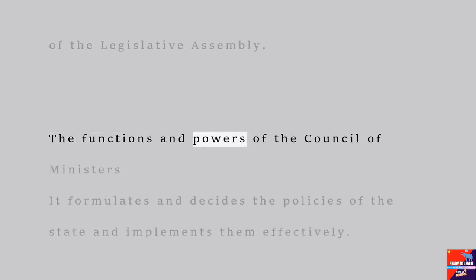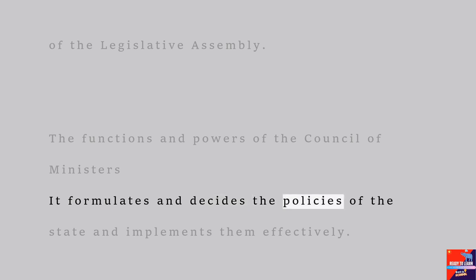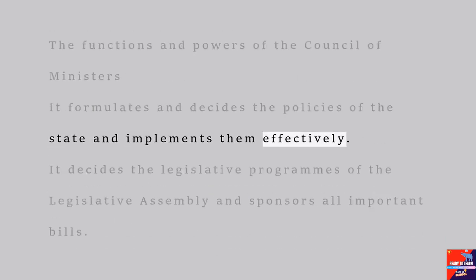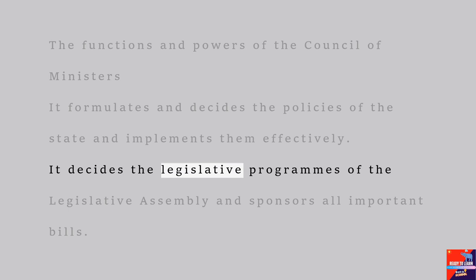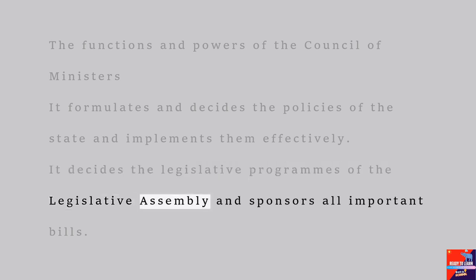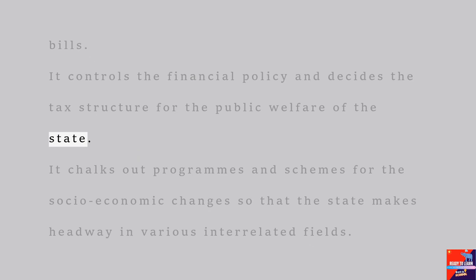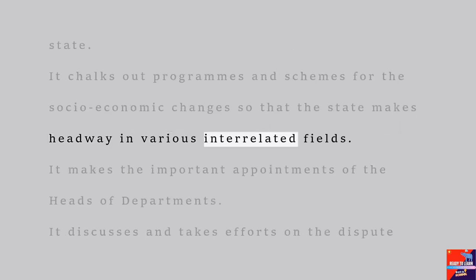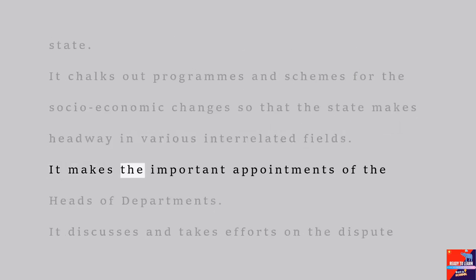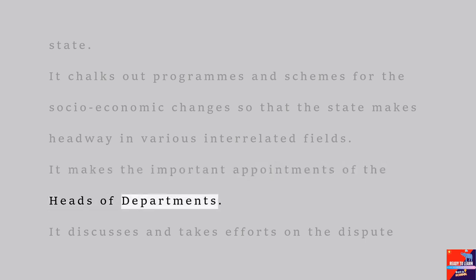The functions and powers of the Council of Ministers. It formulates and decides the policies of the state and implements them effectively. It decides the legislative programs of the Legislative Assembly and sponsors all important bills. It controls the financial policy and decides the tax structure for the public welfare of the state. It chalks out programs and schemes for the socio-economic changes so that the state makes headway in various interrelated fields. It makes the important appointments of the heads of departments.